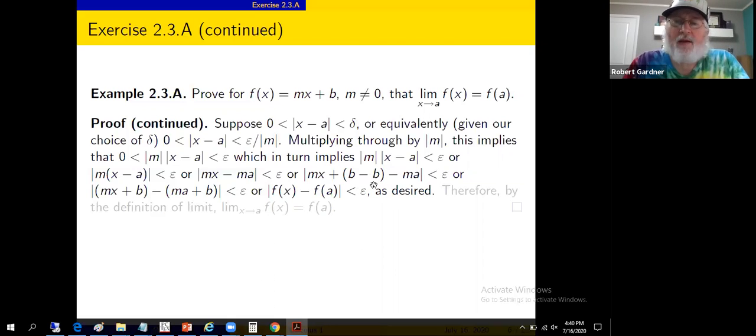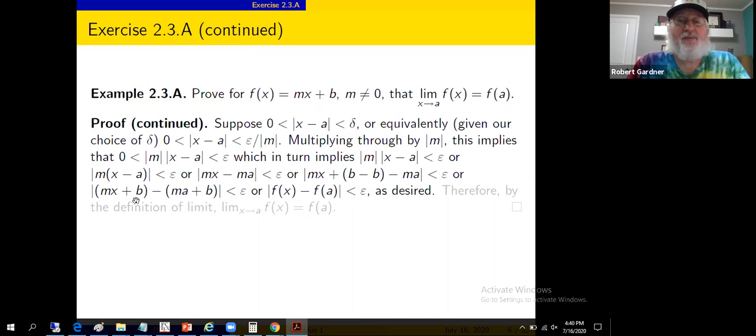Why would I do that? Remember where we're going. mx plus b, hey, mx plus b, that's the function. And what have we got here? We've got minus ma minus b. I could factor the negative out and write that as minus (ma plus b). That's why we did the b minus b thing.